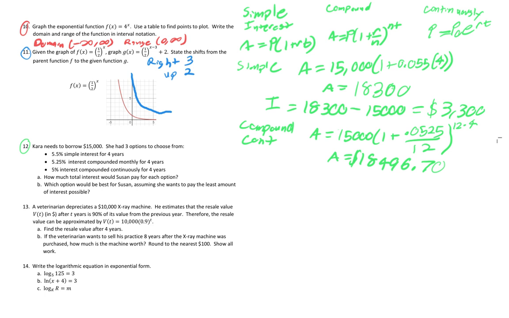So now to find our interest for this one, so I C, this one isn't the compounded continuously, I'm sorry, it's the compounded monthly. So I C M for monthly, we're going to do 18,496.70 minus 15,000, and that's going to be our I for our compounded monthly, is going to leave us with 3,496.70, right?